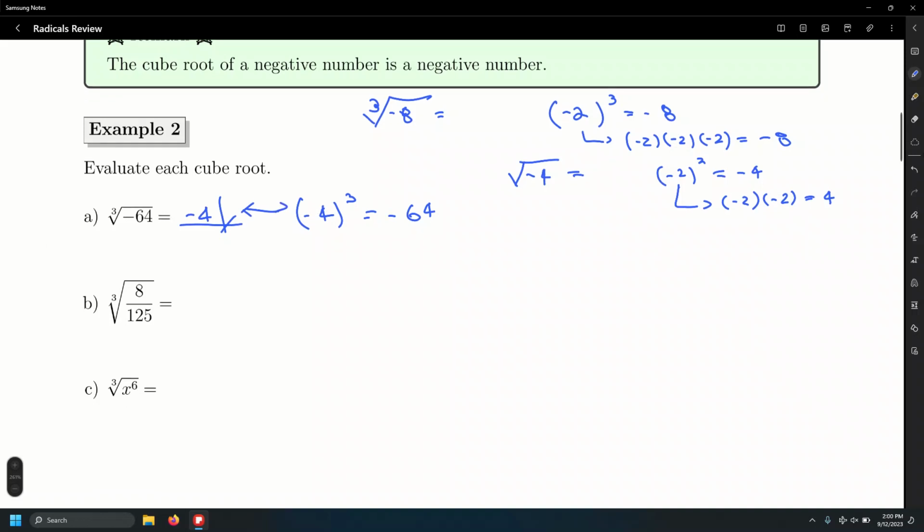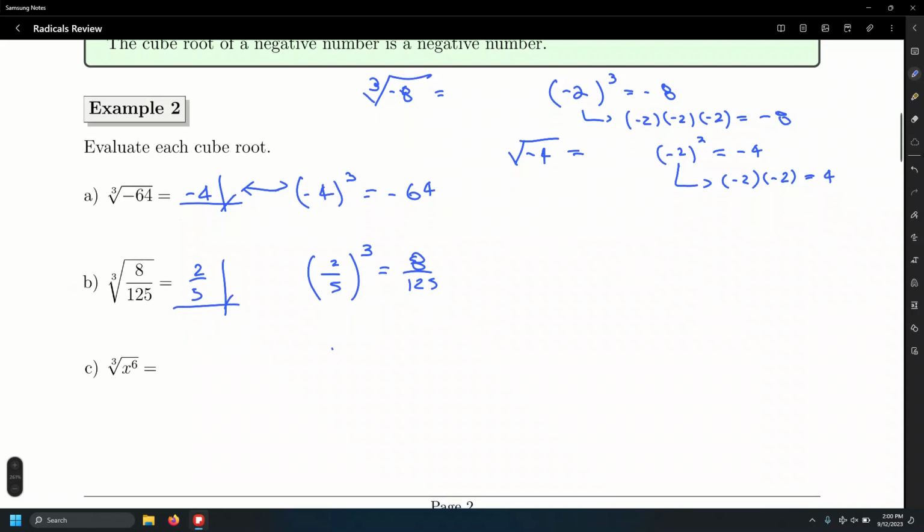What number cubed equals 8 over 125? And I hear 2 over 5. That number, 2 over 5, is going to be the answer, because raise the 2 to the third power, that's going to give us the 8, and raise the 5 to the third power, that's going to give us the 125. Let's introduce variables to them.